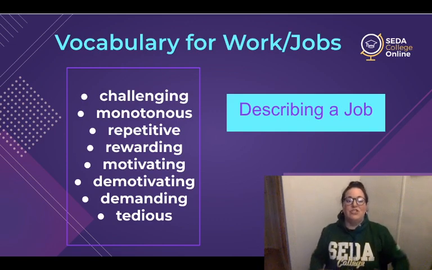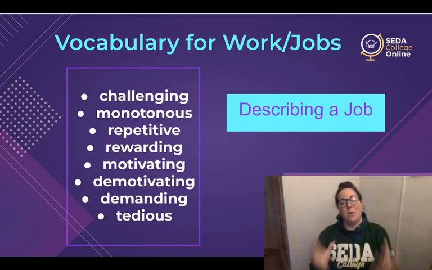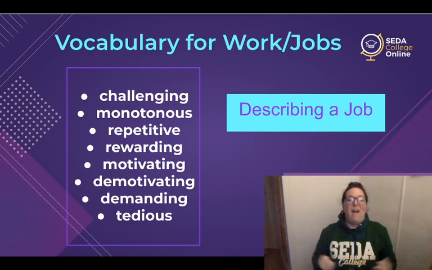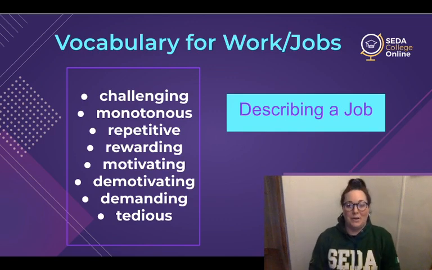Motivating. If a job is really motivating or an atmosphere in that environment is really motivating, it means it gets you fired up. You feel excited and engaged and enthusiastic about it. And that's really important for a lot of people when it comes to work. They really want to feel motivating and motivated at their job.